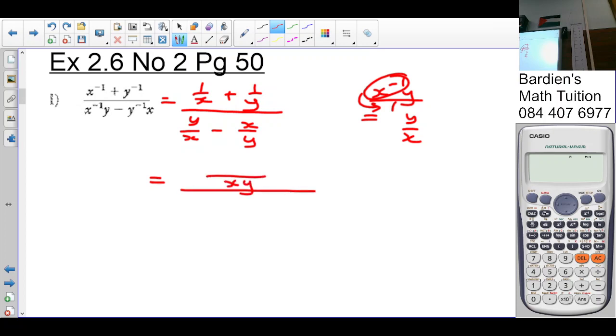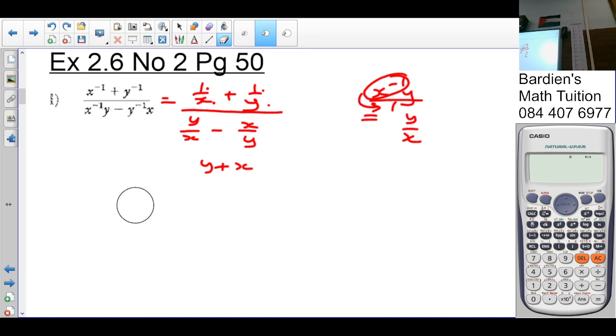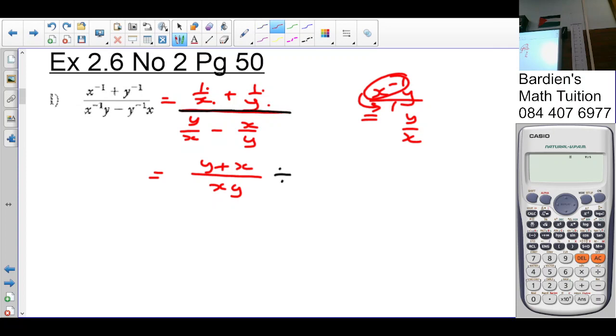XY. So I'll multiply that by y, so I'll get y, multiply that by x. And it must be divided by, what's my LCM in the denominator? Also xy. So that must be multiplied by y, so it's going to be y squared. This must be multiplied by x, so it's minus x squared. People, what's happening here? Difference between two squares.